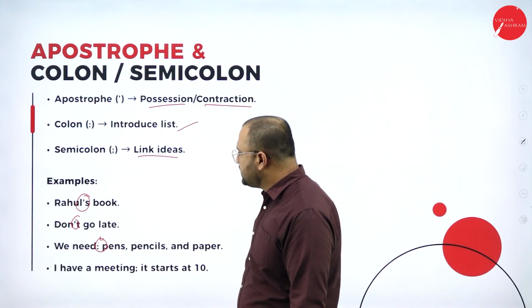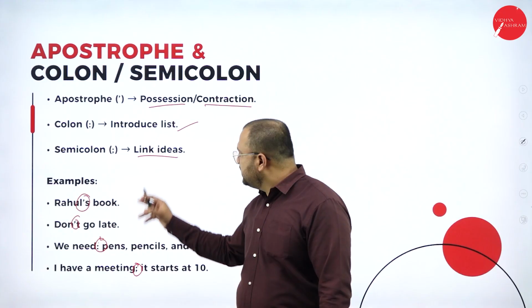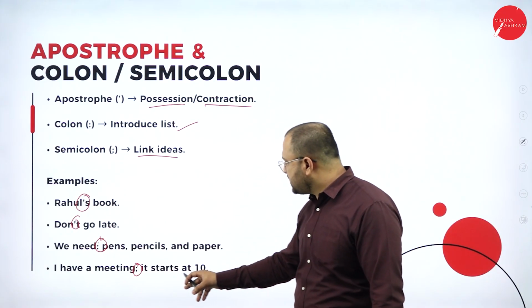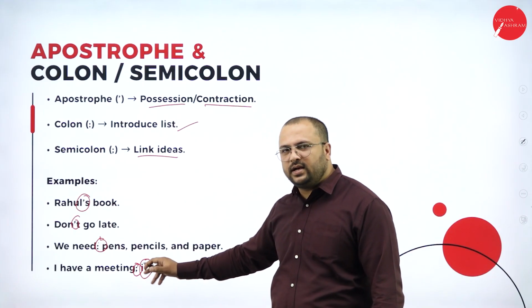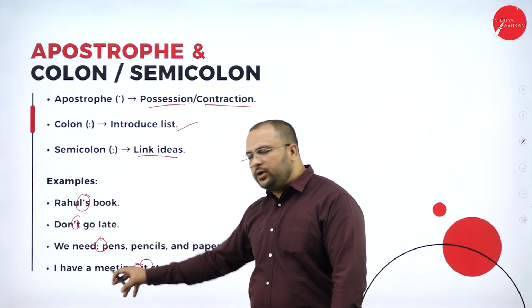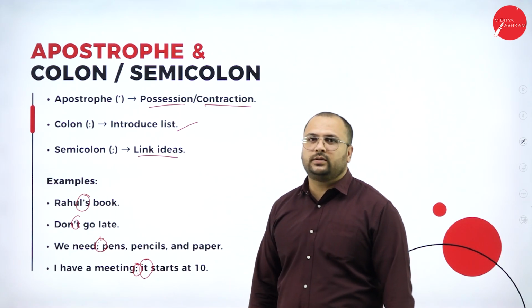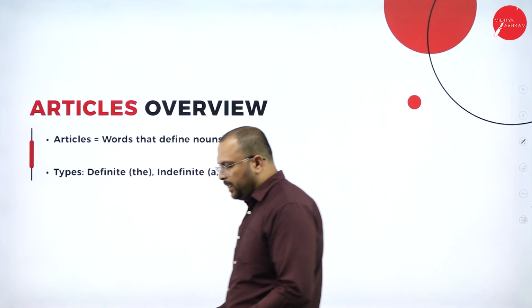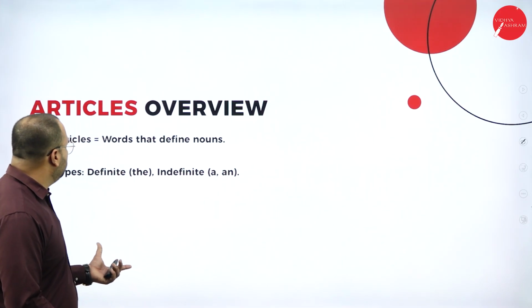You can add any ideas. I have a meeting. So here it is linking ideas. I have a meeting. It starts at 10. So concentrate here. It is not a fresh sentence. It is linking this idea to the sentence. So it is the continuation, but two ideas are in this sentence. Then we use semicolon. Now after understanding the punctuation marks, let's move on to the articles.